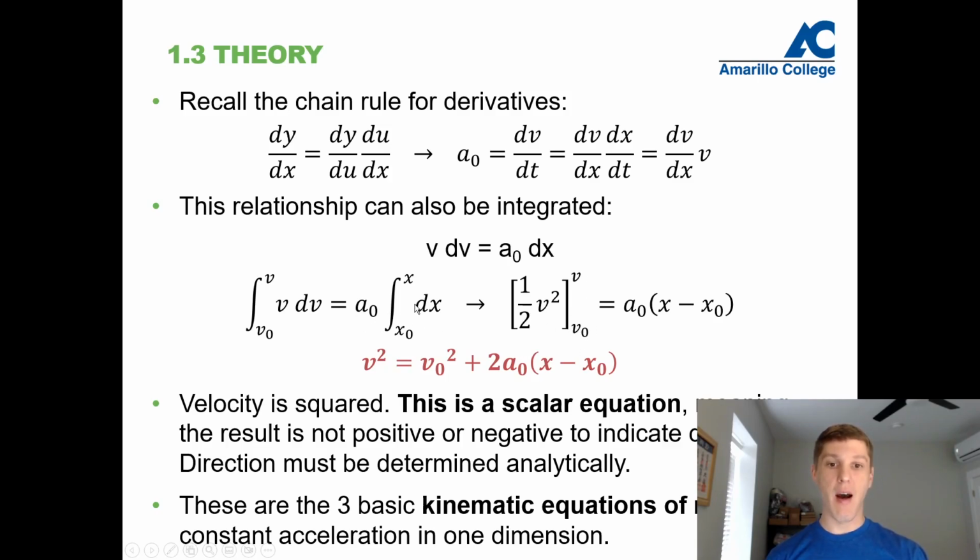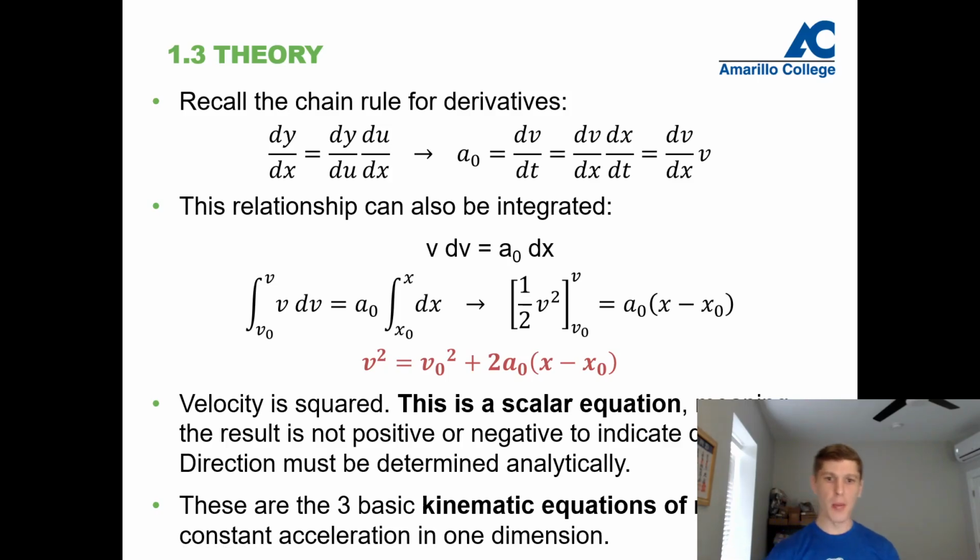Once again, my a naught I was able to pull out in front of the integral because it's just a constant, so I get some change in position here. I can now evaluate this at v and v naught. I can multiply both sides of the equation by 2, and you get your standard position, change in position, change in velocity equation for constant acceleration.